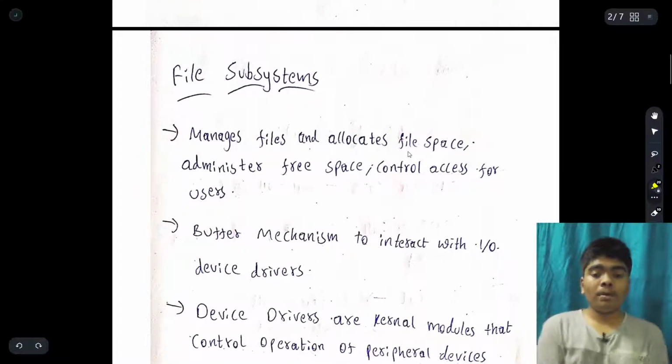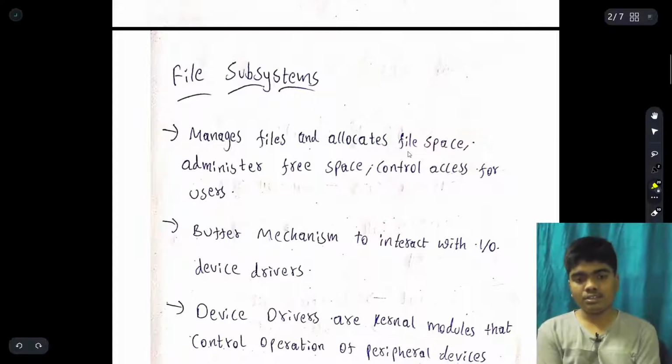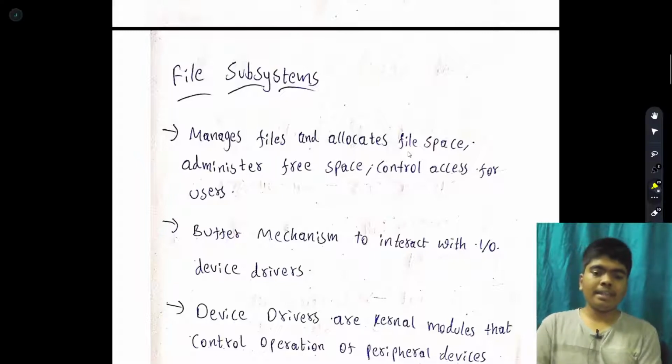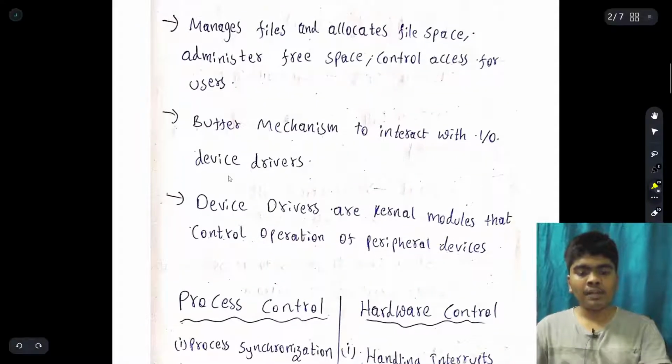The main aim of the file subsystem is to manage files and allocate file space, administer free space, and then control access for the users. The buffer mechanism is to interact with the IO device drivers. So the most used device drivers will be stored in this buffer cache memory. They will be stored in this cache memory.